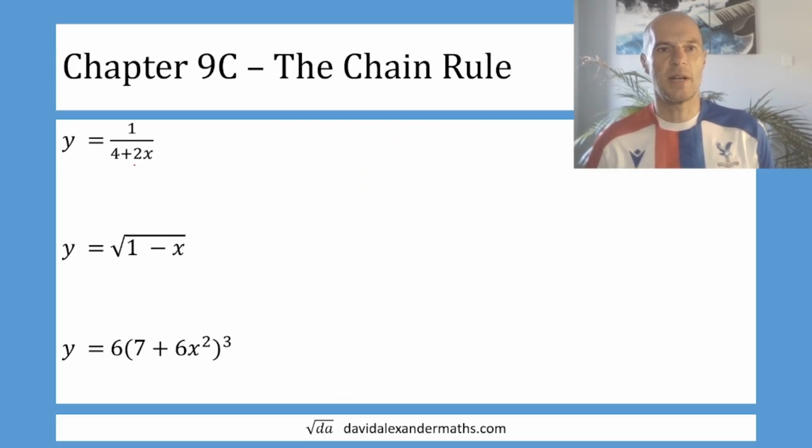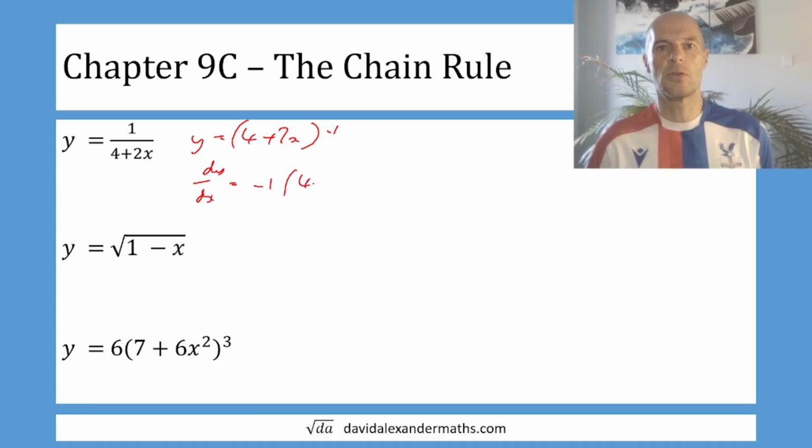Okay, let's have a look at this one here. So what we need to do is, when we're differentiating, we want powers. We don't have a power here, we don't have a power here, so let's turn them into powers. So y is 1 over 4 plus 2x. Well, that is the same as 4 plus 2x to the power of negative 1. So therefore dy by dx is going to be, power comes down to the front, minus 1, lots of 4 plus 2x, reduce the power by 1, the derivative of 4 plus 2x is 2, so that's going to be negative 2, lots of 4 plus 2x to the minus 2.